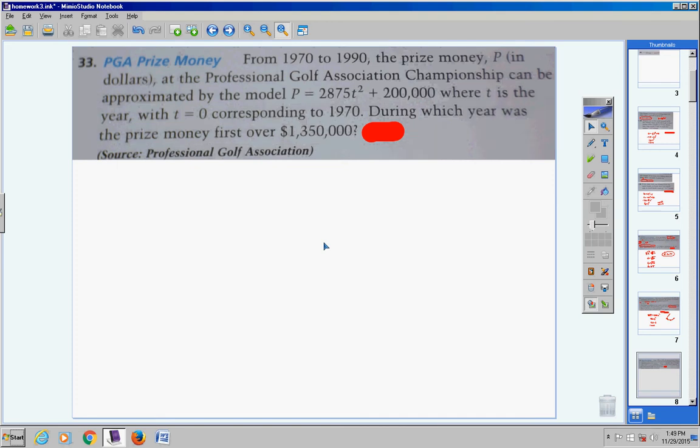From 1970 to 1990, for 20 years, the prize money P in dollars at the Professional Golf Association Championship can be modeled by this model here. Now look, P equals 2875 T squared plus 200,000. Now, P is the prize money in dollars. Don't forget that. So this is the money in dollars.